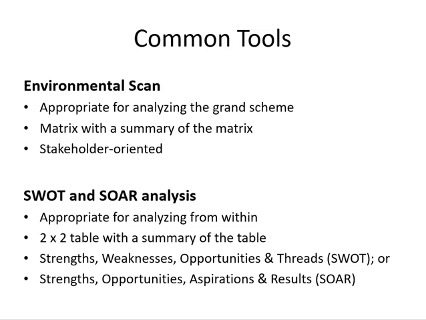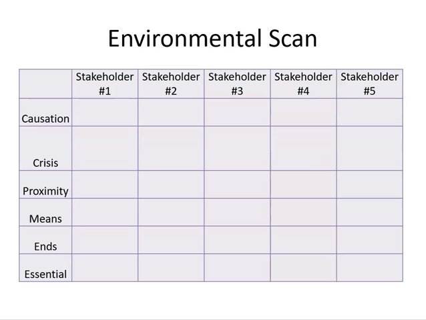Now, SWOT and SOAR tend to be depicted in 2x2 tables, but you'll also in your report want to summarize that table. So not just present the table, but summarize what the reader is seeing in the table. Both of these approaches, SWOT and SOAR, include a short list of strengths. What's different here is that SWOT tends to outline the weaknesses, where SOAR tends to be more aspirational and looking ahead. So let's take a look at what these tools look like visually.